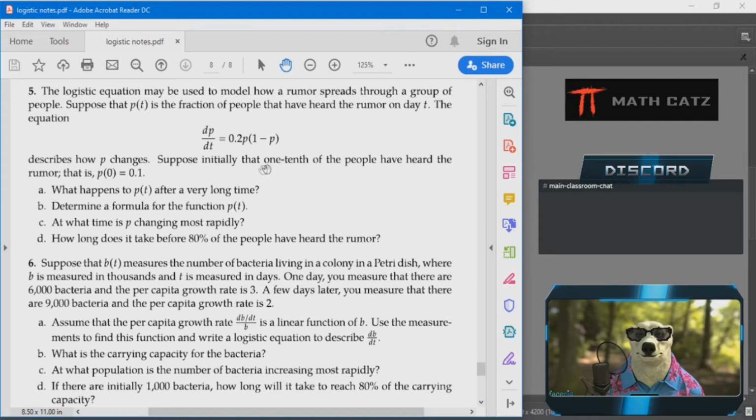Suppose initially 1/10 of the people have heard the rumor. That is P of 0 is 0.1. It doesn't really matter whether you use a big P, I think we used a big P last time, or a little p. So initially I have 0.1. So let's just write that down.